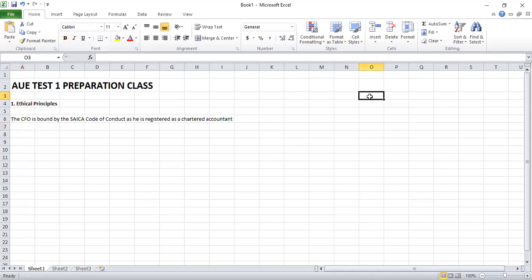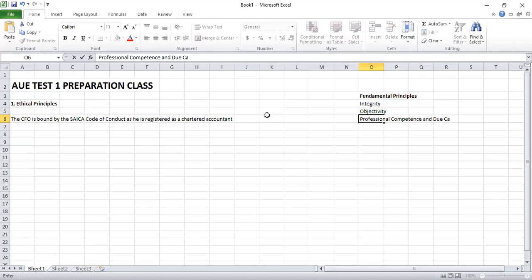All right. What I'm writing here aside is nothing to do with the scenario. I'm just trying to give you in general the fundamental principles. When they talk about fundamental principles, they are talking about the following: integrity, objectivity, professional competence and due care, confidentiality, and professional behavior.